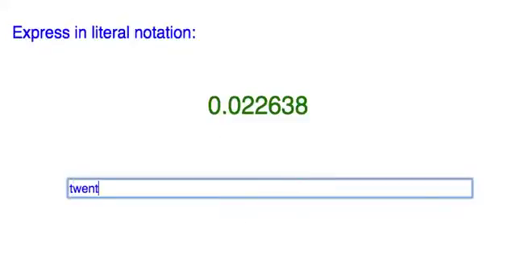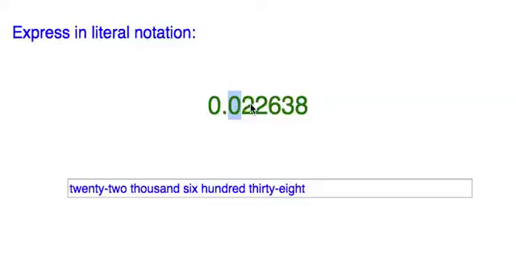So, 22,638. And then the last decimal place, which is once again going to be in the millionths. Tenths, hundredths, thousandths, 10,000ths, 100,000ths, millionths. And that's it.